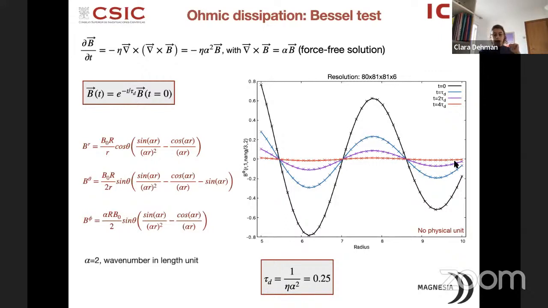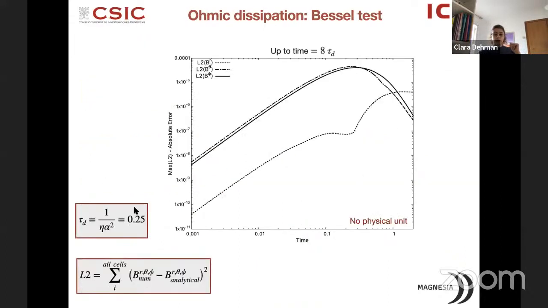Then, in order to understand how comparable the analytical and numerical results are, it's better to study the L2 error. Here I am plotting the L2 absolute error for the 3 components of the magnetic field: the radial component and the 2 angular components. We see that the 2 angular components show higher L2 error, and that's probably due to the patchy grid, because of the patches that we have in our grid. But what's important is that around 1 diffusion timescale, this error saturates and is not growing in time. The same holds for the radial component, at maybe around 2 diffusion timescales. So we think that this test has passed successfully.